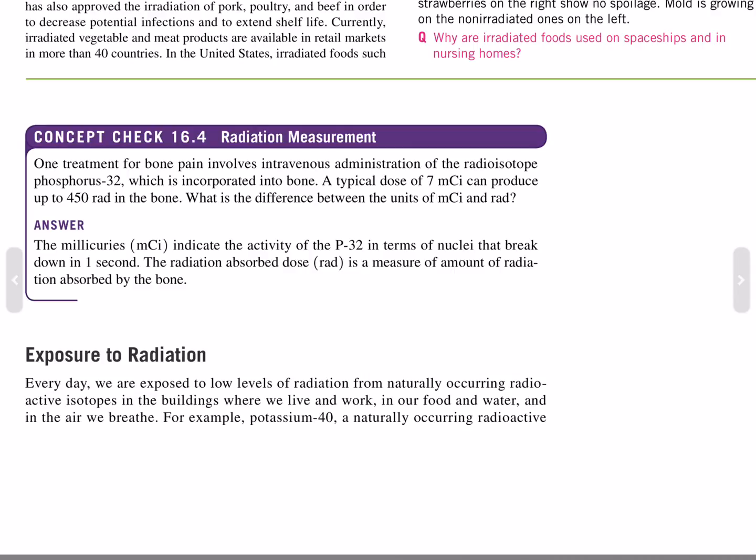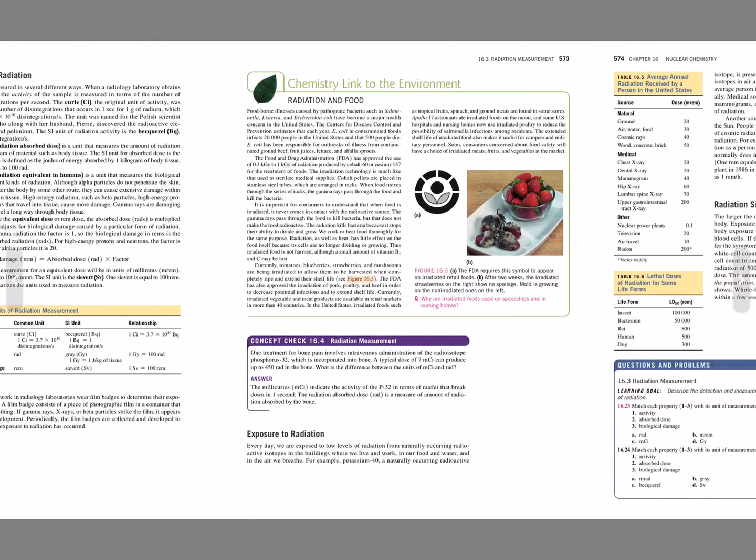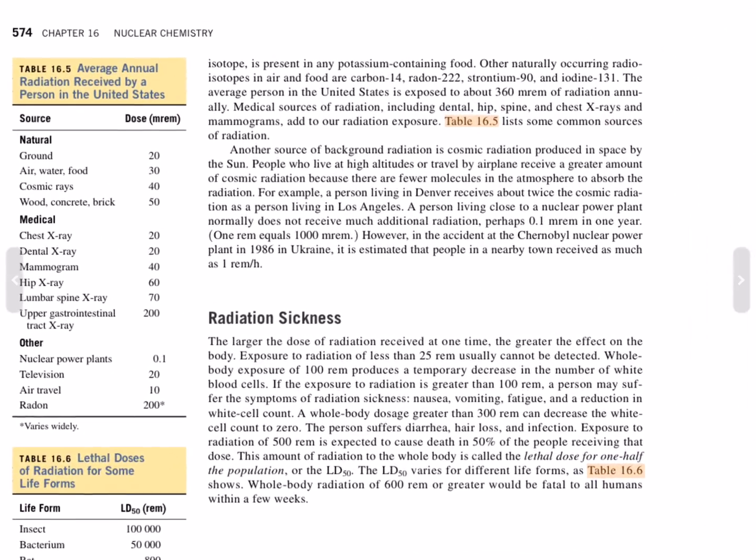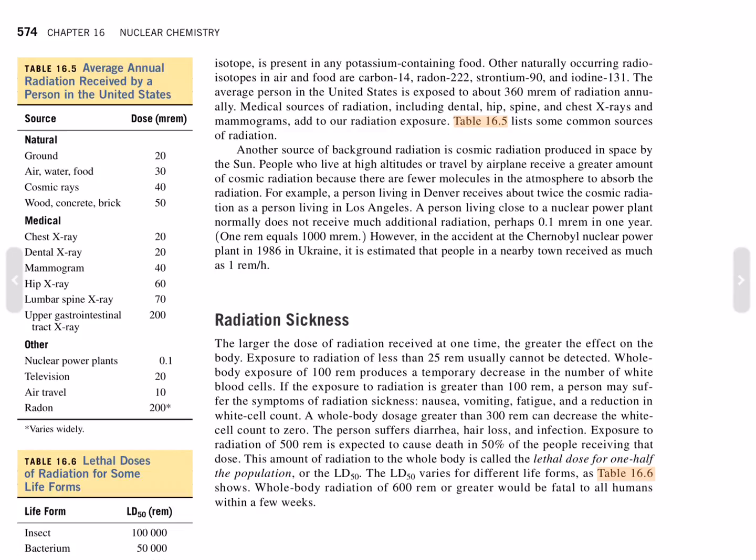Exposure to radiation. Every day we're exposed to low levels of radiation from naturally occurring radioisotopes in the buildings where we live and work, in our food and water, and in the air we breathe. For example, potassium-40, a naturally occurring radioactive isotope, is present in any potassium-containing food. Other naturally occurring radioisotopes in the air and food are carbon-14, radon-222, strontium-90, and iodine-131.